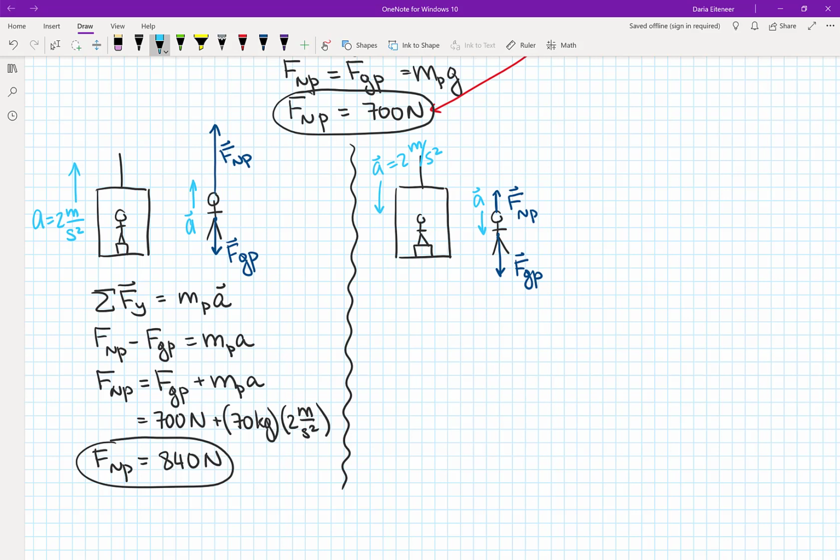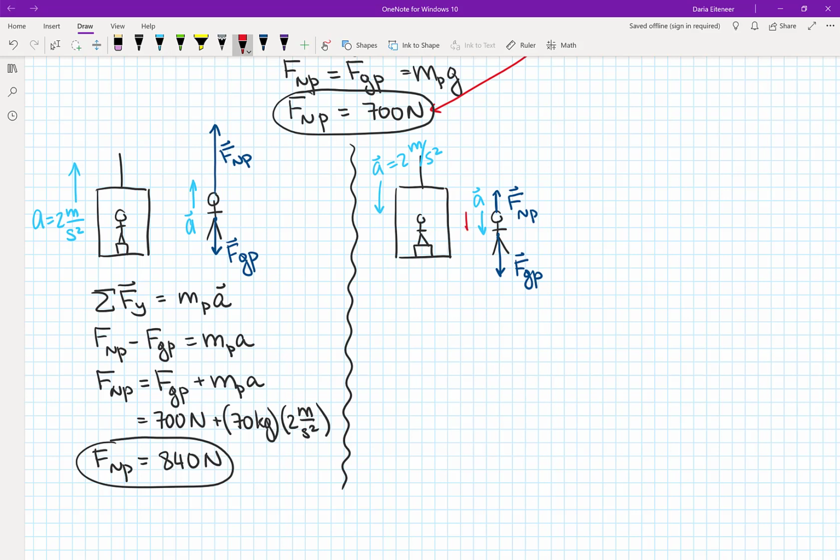Everything's the same. So the only thing that's going on here is that feeling of the floor falling away from underneath you. So that's because the floor of the elevator, well, in this case, the scale, is not pushing as hard on you. It's not enough to overcome that force of gravity provided by the Earth.